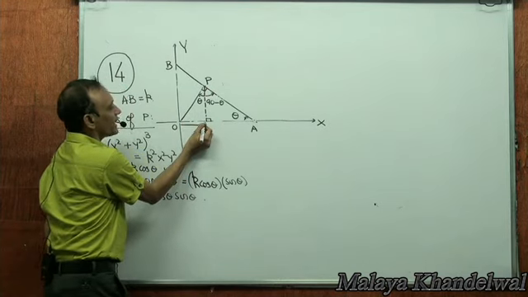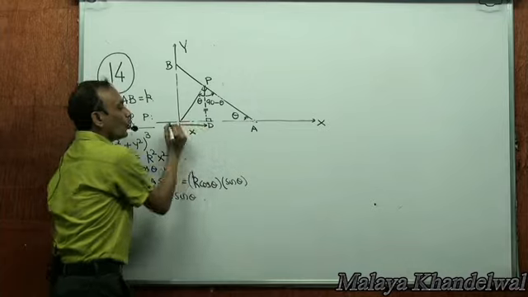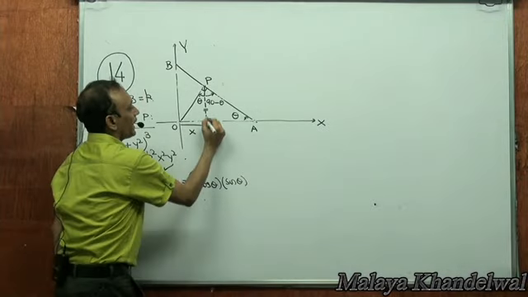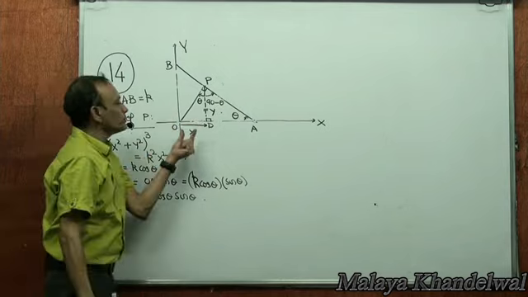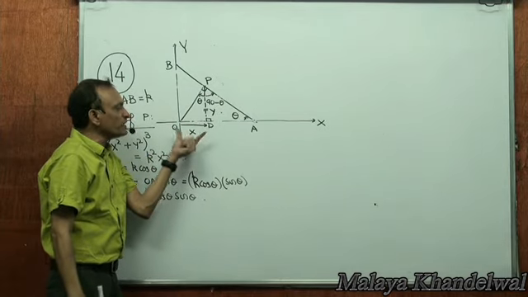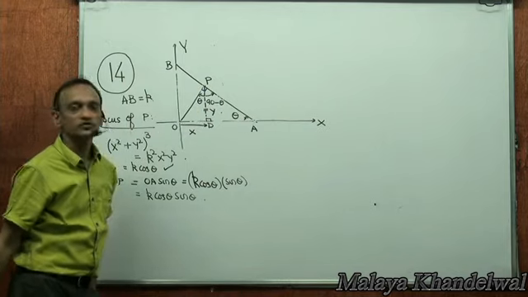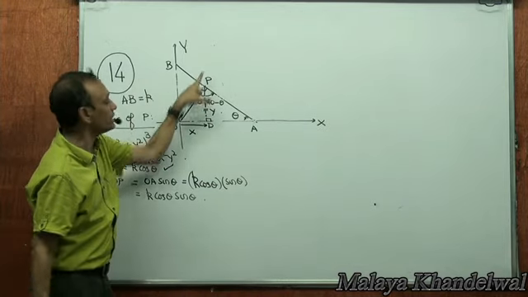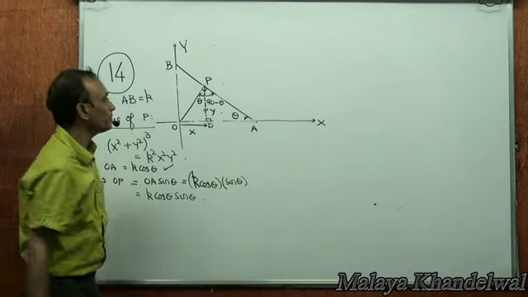This would be the x coordinate of P, and say this is D. OD would be the x coordinate of P, and PD would be the y coordinate of P, isn't it? Yes or no? X coordinate of P, OD, y coordinate of P, PD, right?